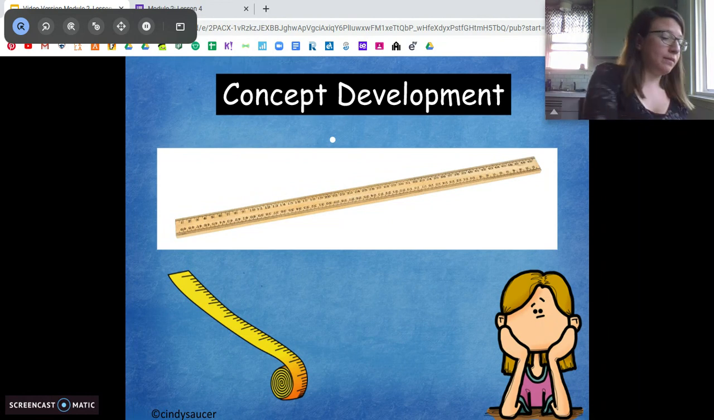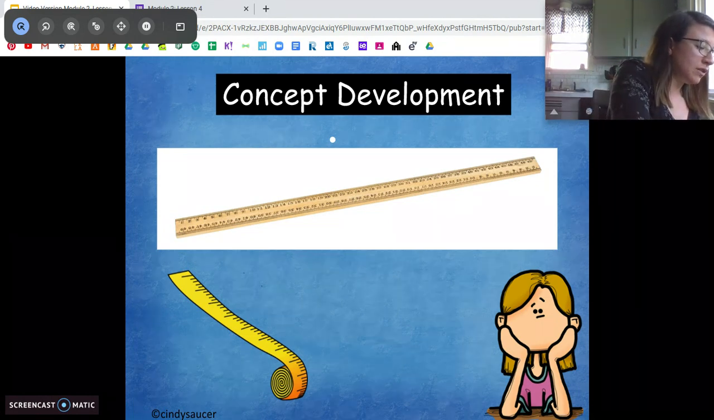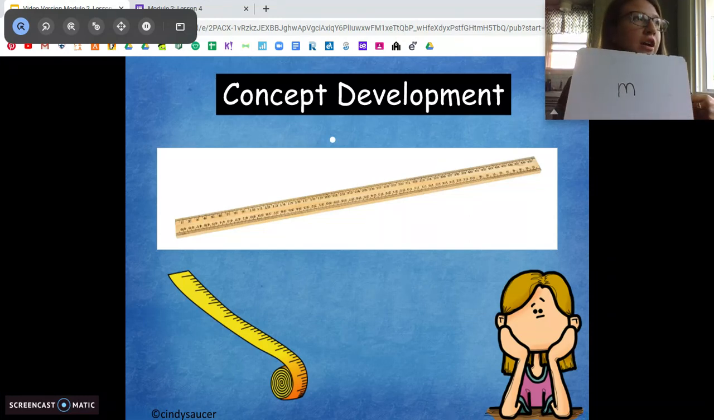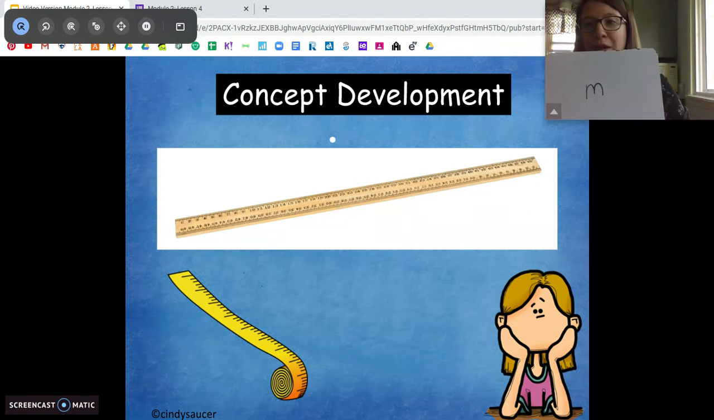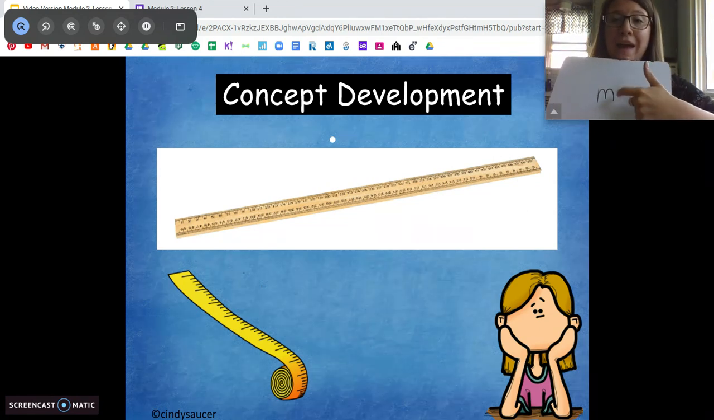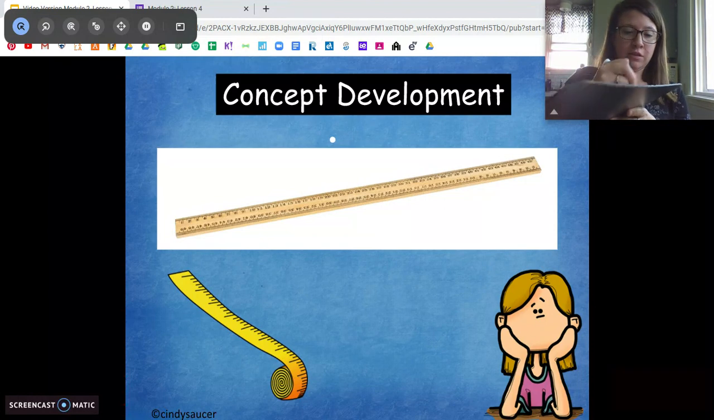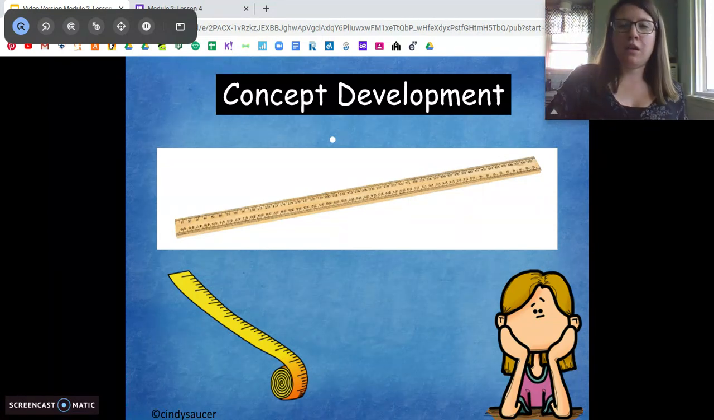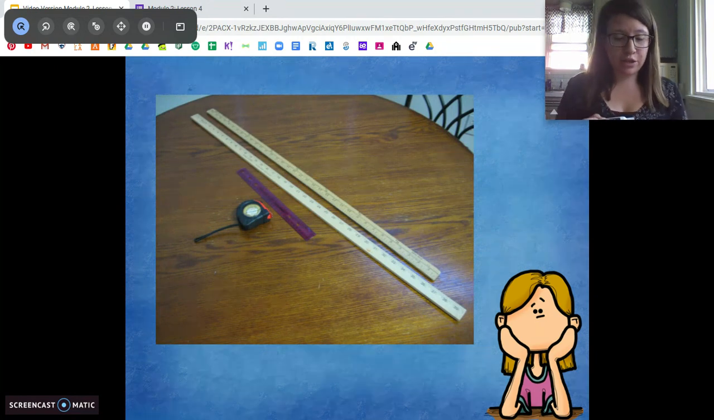Now, when we measure something in meters, we write it like this. We put an M after it. So our yard might be 3 meters long. The tree might be 5 meters tall. We use the M after the number, so it would look like this: 5M. Okay?